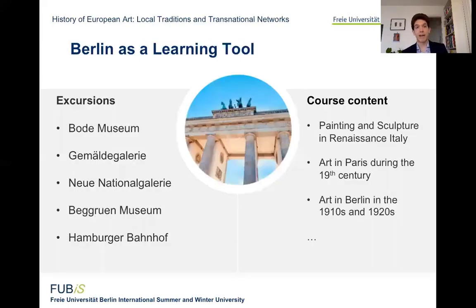Among the more distinctive aspects of my course of History of European Art is that every week, and sometimes also twice a week, we will visit one of the wonderful Berlin museums. So we will visit the Bode Museum, the Gemälde Gallery, the Neue Nationalgalerie, the Berggruen Museum, and the Hamburger Bahnhof. And in each of these institutions, we will spend time looking at the real works of art that we will have analyzed before in our classes.